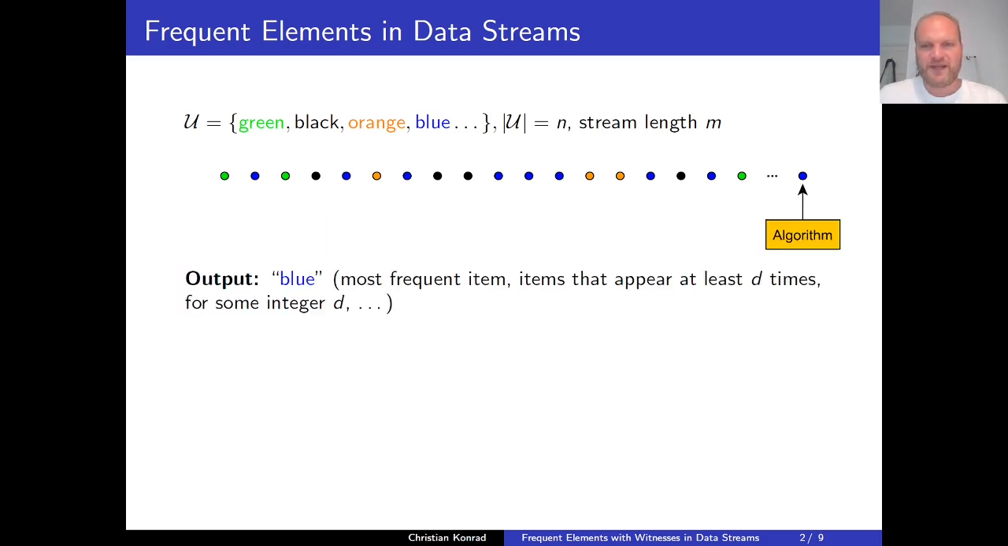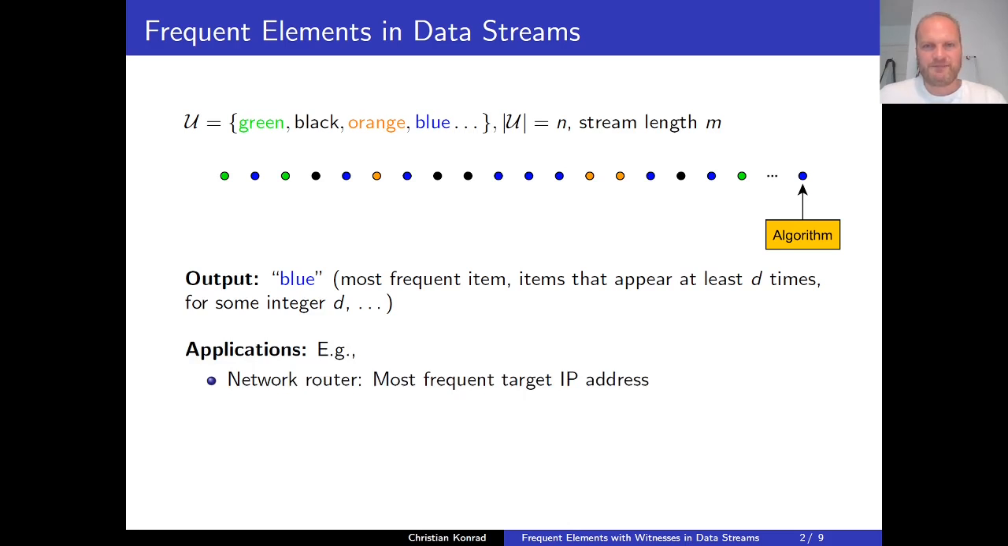And once the algorithm has processed all the items in the stream, it has to output an element from the universe. Here, the blue item would be a good item because it occurs most of the time in the input stream. So the output can be either the most frequent item or maybe an item that appears at least d times for some integer d.